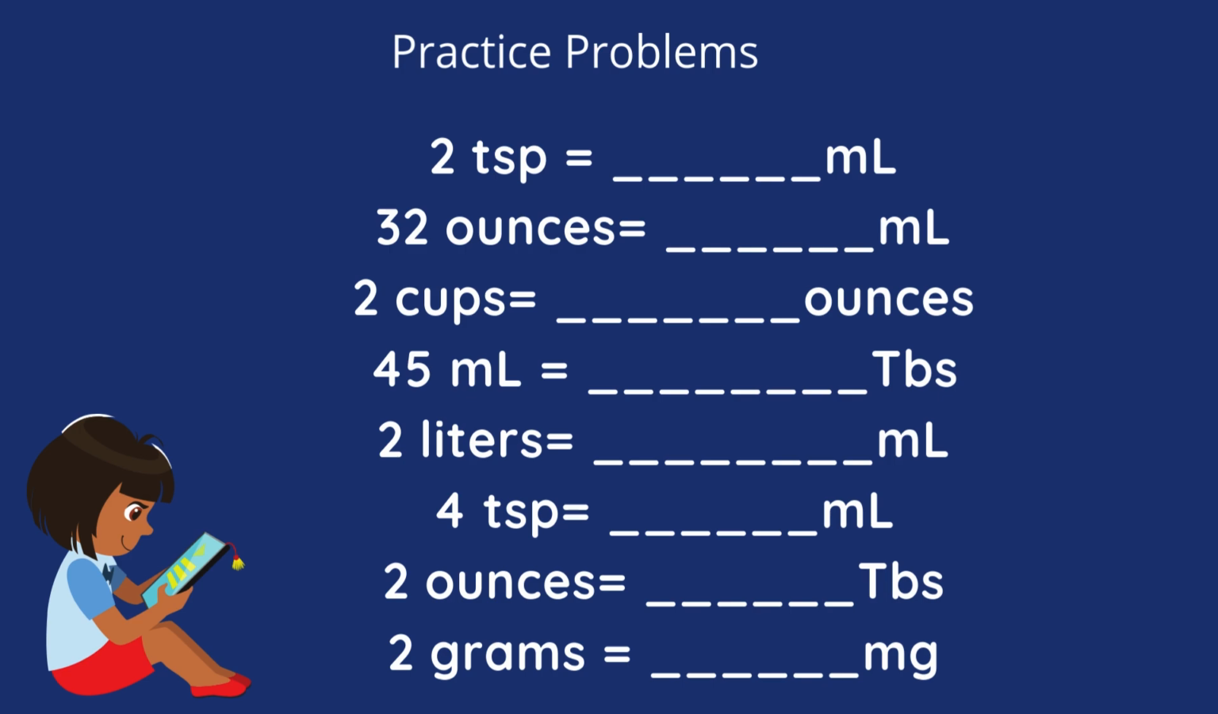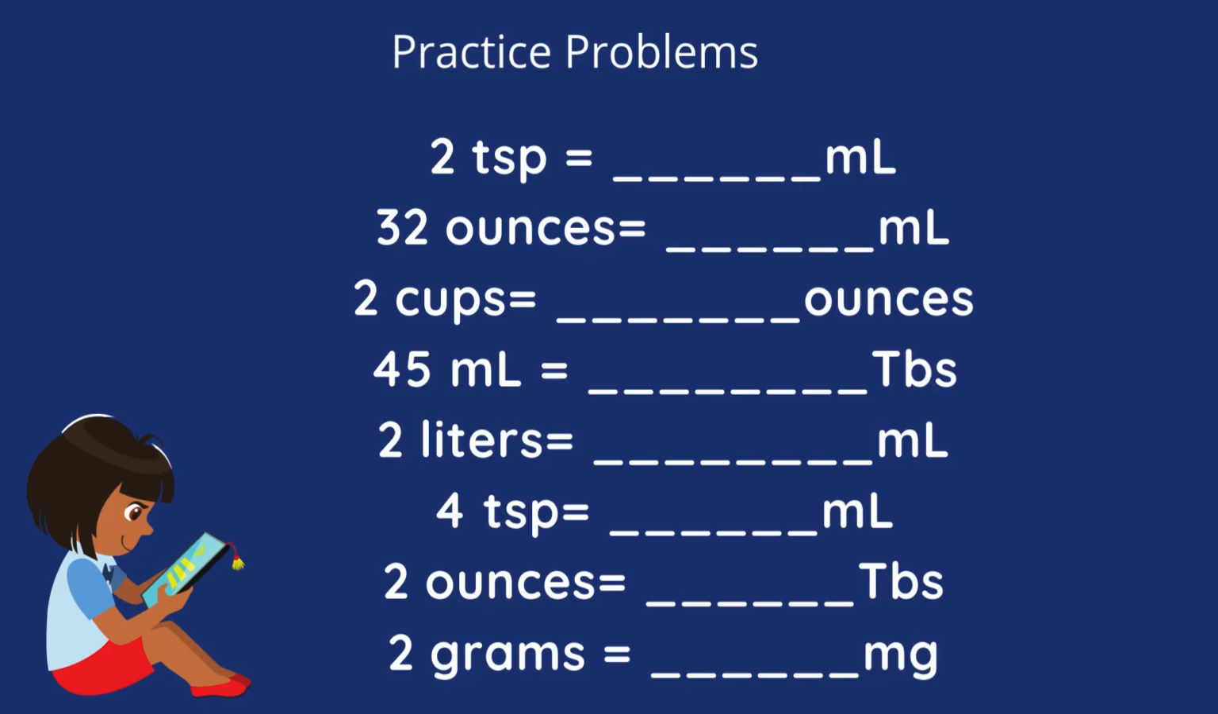Okay. 32 ounces. How many milliliters are in 32 ounces? So we knew 1 ounce contains 30 milliliters. So I'm going to take 32 ounces times 30 milliliters, and that would give me 960 milliliters. So that's how much your patient consumed in intake, 960 milliliters.